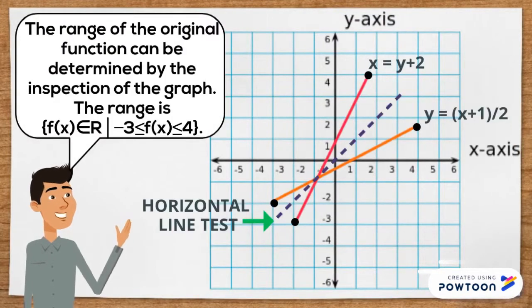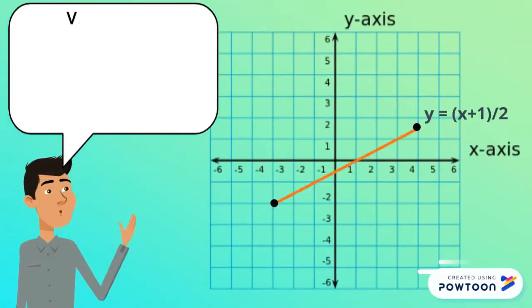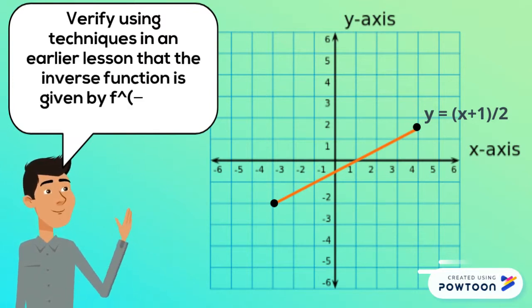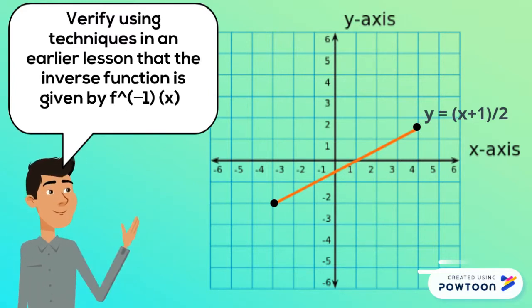Hi guys! The range of the original function can be determined by the inspection of the graph. The range is f of x is an element of R such that x is greater than or equal to 4 but less than or equal to negative 3. We need to verify using techniques in an earlier lesson that the inverse function is given by f inverse of x = (x plus 1) all over 2.